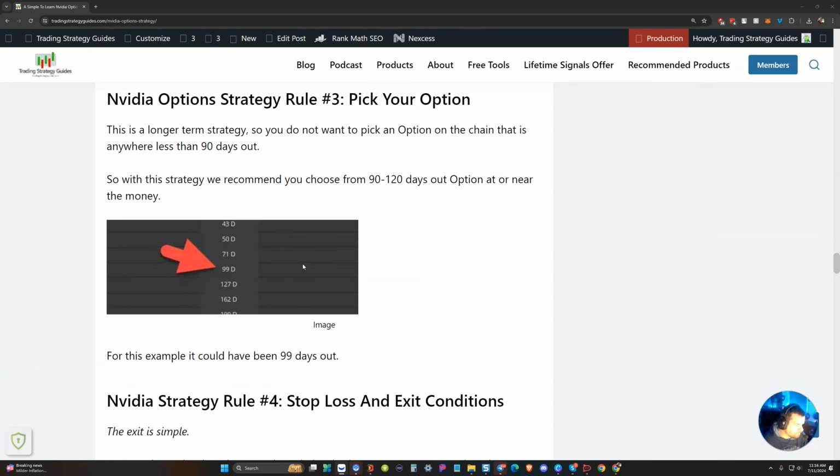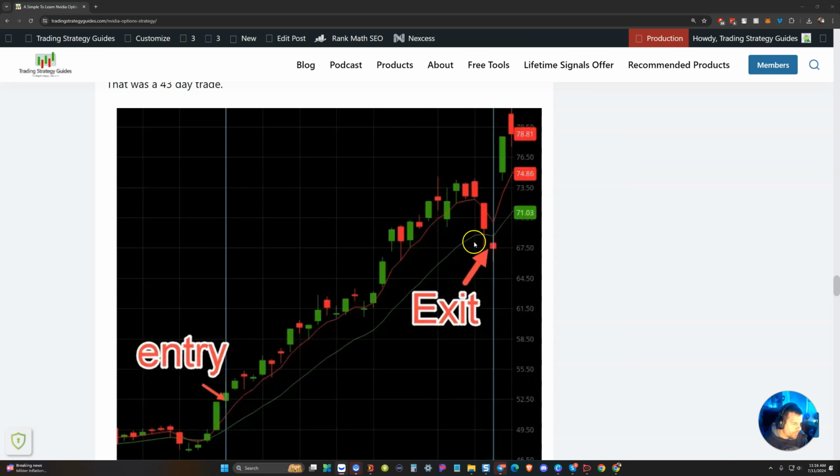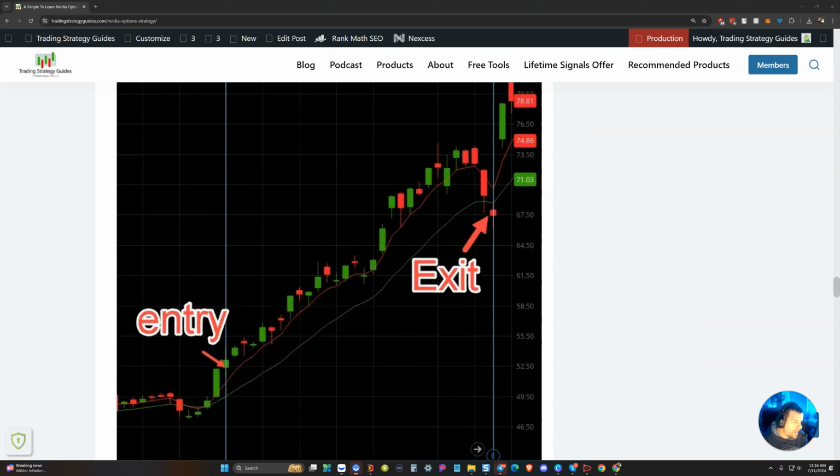And so the stop loss and exit conditions are pretty straightforward. The exit is simple. Basically, you exit the trade when the price closes below both moving averages or when it crosses over. So in this case, in our example here, we got in on that trade here. So we would have got in on that 90 to 120 days out option.